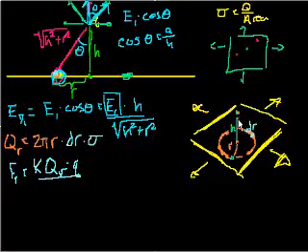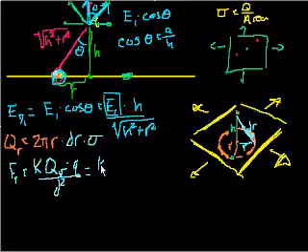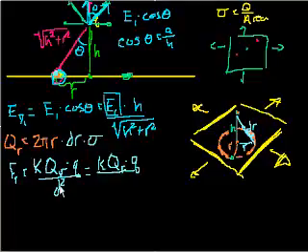So the distance at any point, this distance right here, is once again by the Pythagorean theorem, because this is also r, the square root of h squared plus r squared. So the force is equal to k times the charge in the ring times our test charge divided by distance squared. Well, distance is the square root of h squared plus r squared, so if we square that, it just becomes h squared plus r squared.